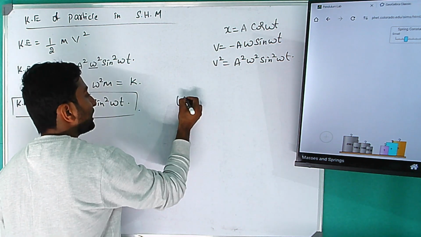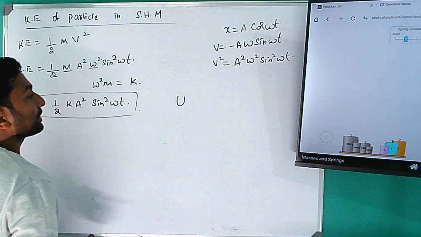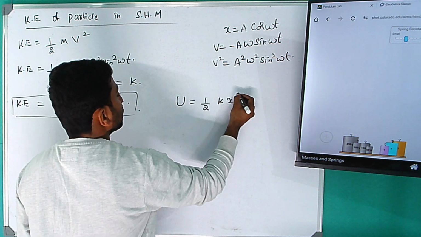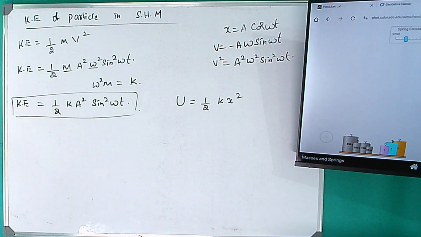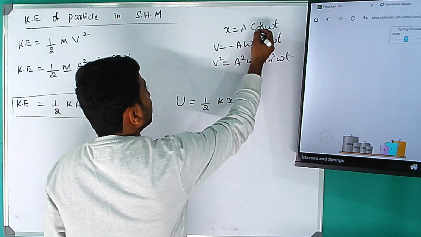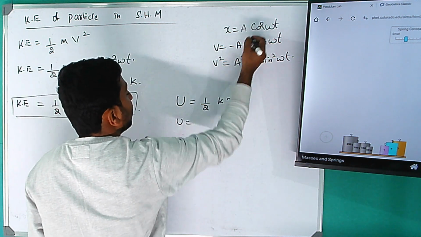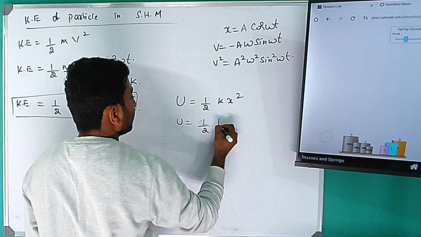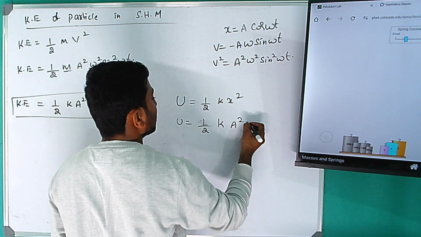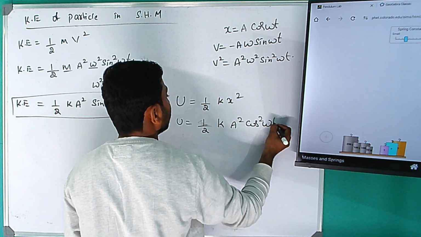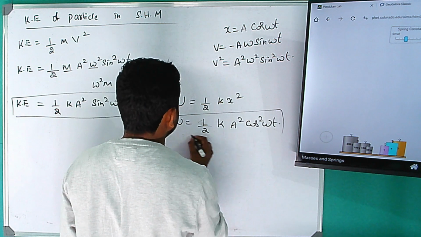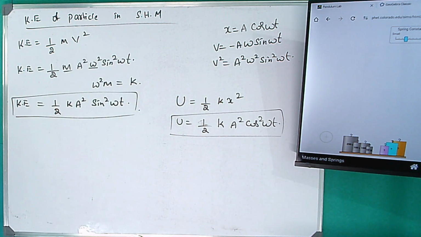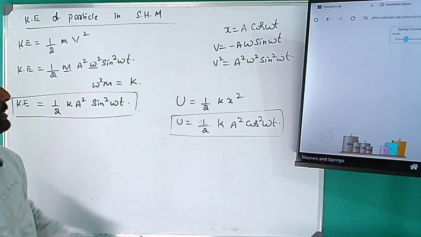What was the potential energy? U is equal to half k x square was the equation of potential energy. What is x? X is nothing but a cos of omega t. U is equal to 1 by 2 k into a square cos square omega t. This was the potential energy which we have seen in the last topic. Okay, I will note this separately here.